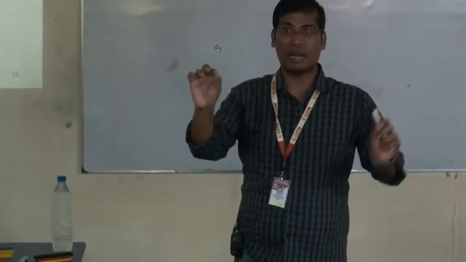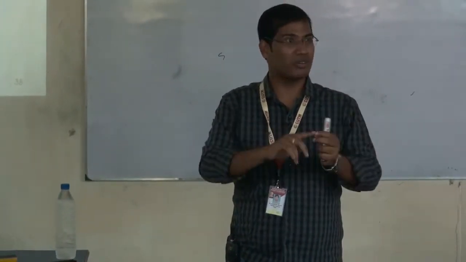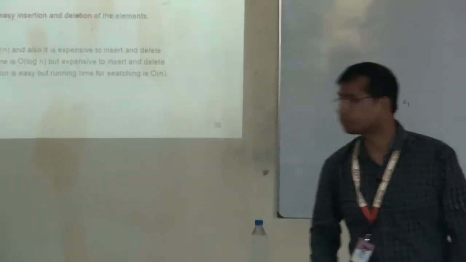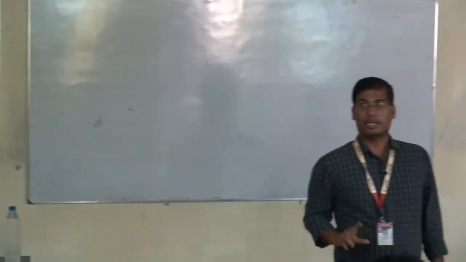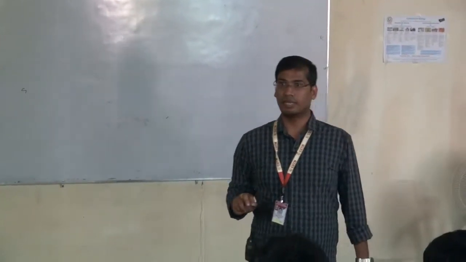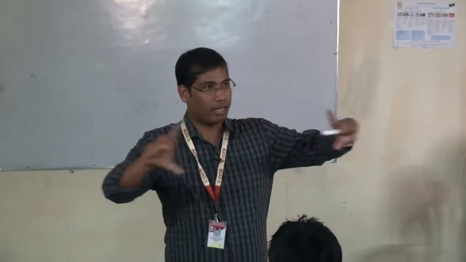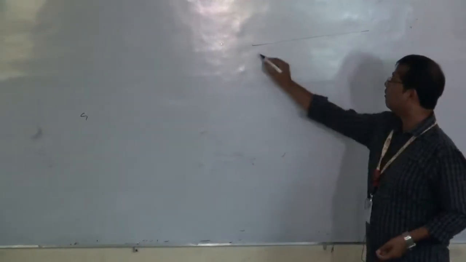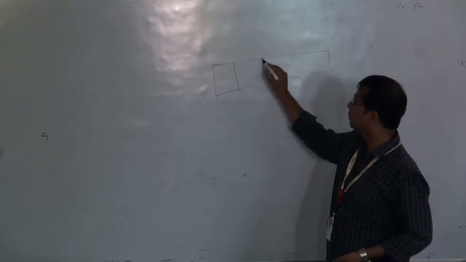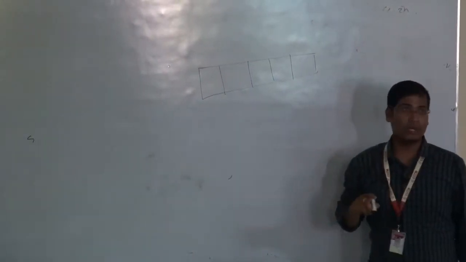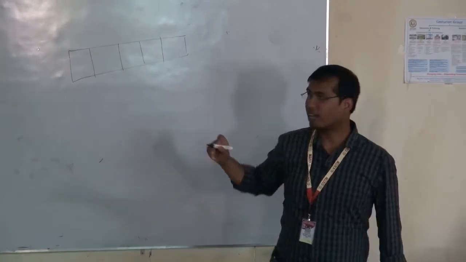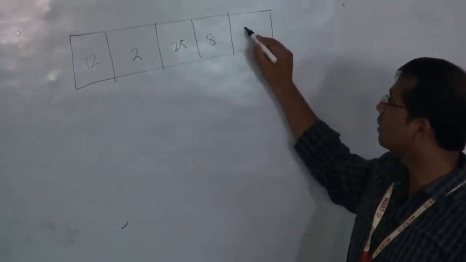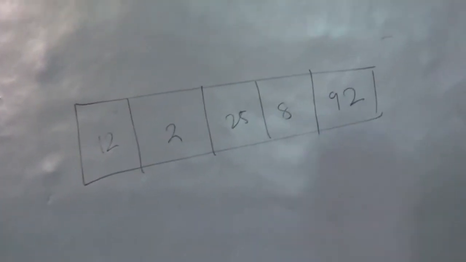Now we'll make a comparative study. We'll do comparison with array and with linked list. Just see. If an array is given, let me do this for you. I have an array. How many elements are there? How many positions? 5 positions. Let here be 12, 2, 25, 8, 92. So this is my array.